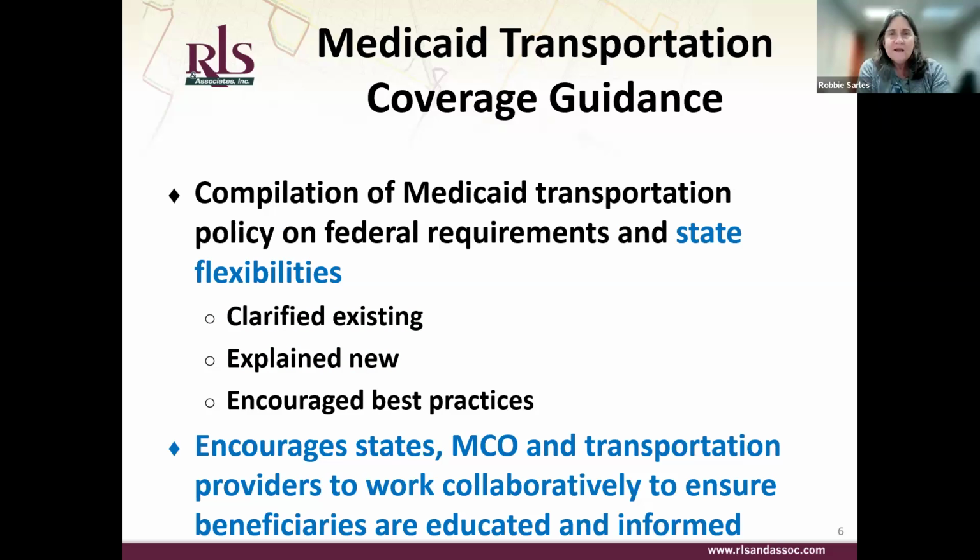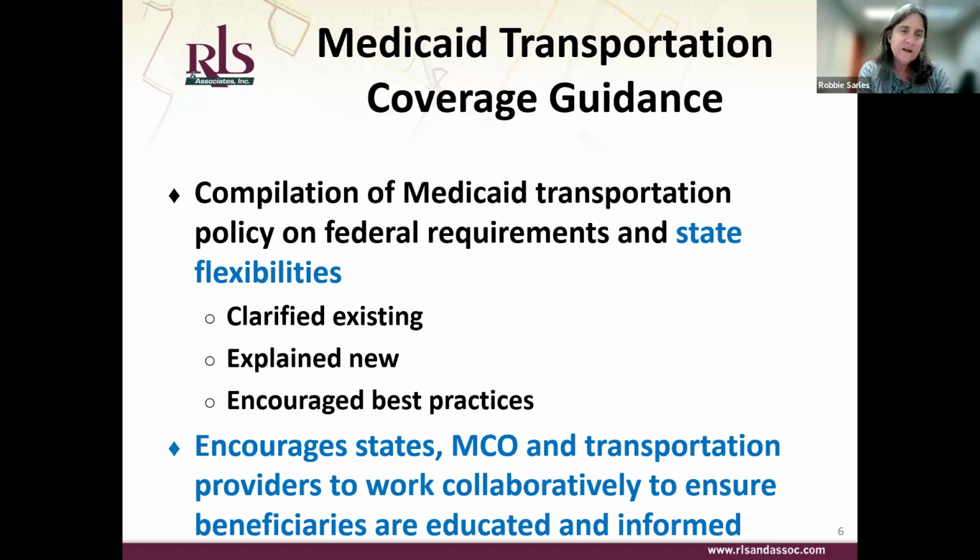Okay. What does it do? Again, a compilation of the Medicaid transportation policy on federal requirements. And you're going to see here, I put this in blue, state flexibilities. It clarified what the existing rules were. It clarified and explained what was new, and then it significantly encouraged best practices. I want to emphasize that. It encouraged best practices.